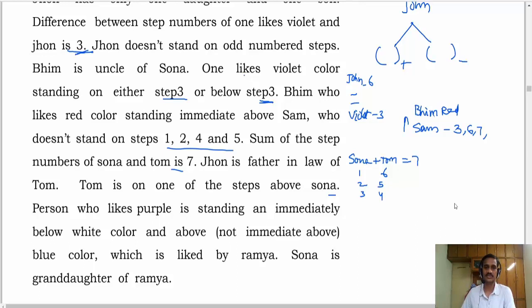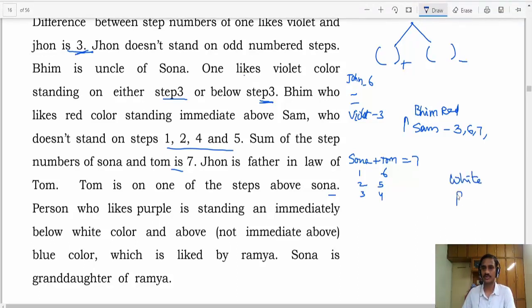The person who likes purple is standing immediately below white. Who is immediately below white? Purple. Purple is immediately below white and above blue, but not immediately. Blue is below this one but not immediate. This blue is liked by Ramya.